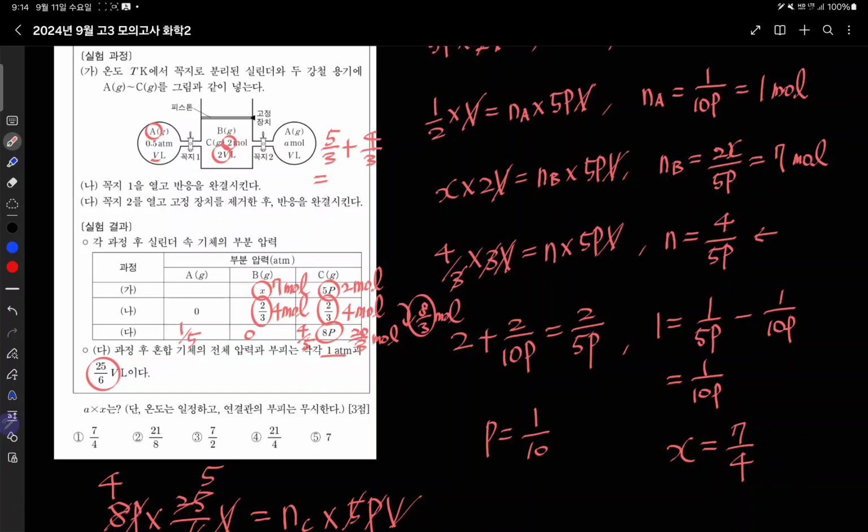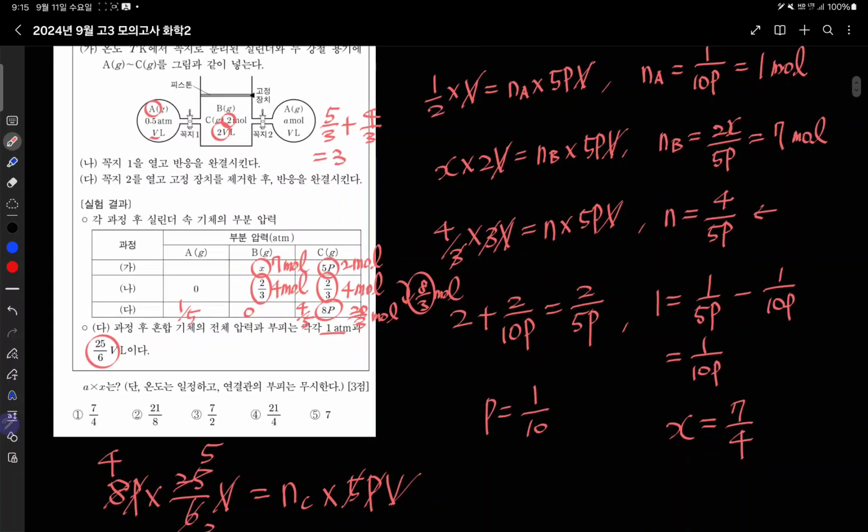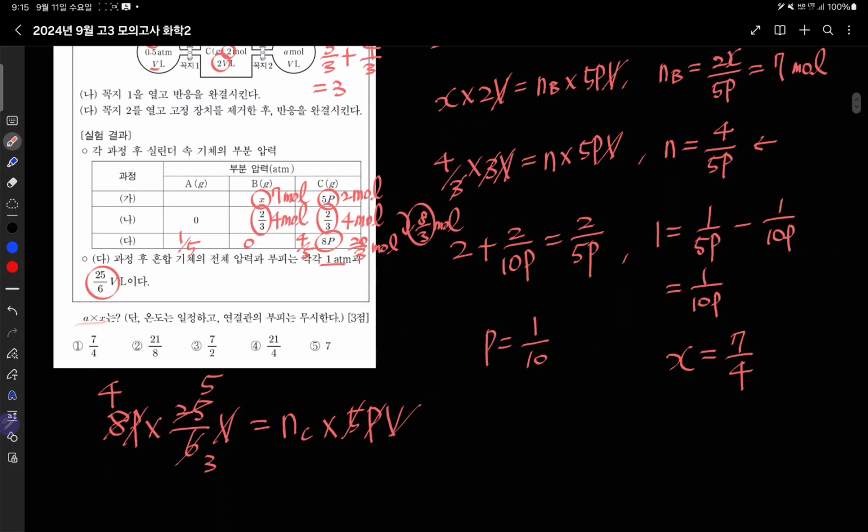So before the second reaction, the amount of gas A in the second container is 3 mole. So finally, the product of A and X is, value of A is 3 and value of X is 7 over 4. So the product is 21 over 4. The right choice is the fourth one.